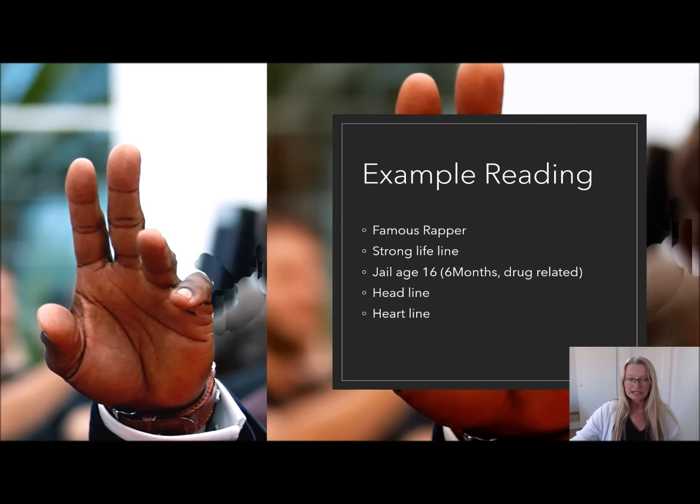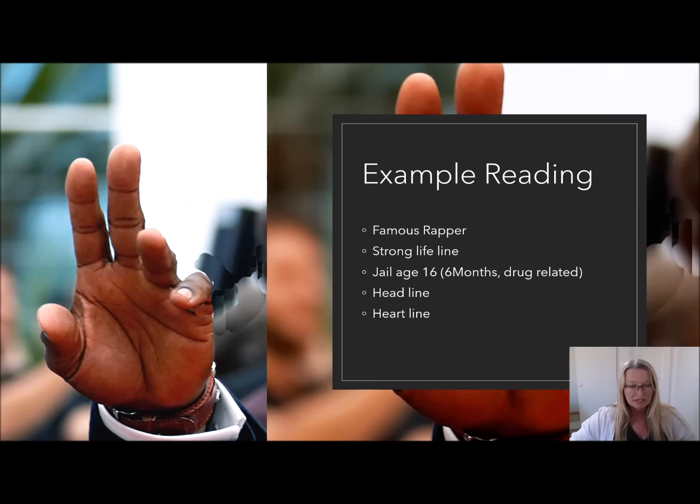It's difficult to get hand pictures of famous people, but I have this particular example of a famous rapper who was jailed at age 16, very young. They were jailed for drug-related issues, and they did a whole of 6 months, which is not very long. But I want to quickly show you something very interesting, because this is a famous rapper. He's got a lot of money now, and he's done really well for himself and continues to do so.